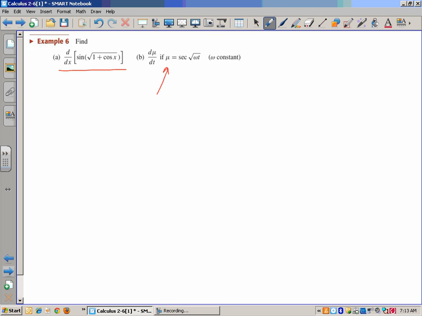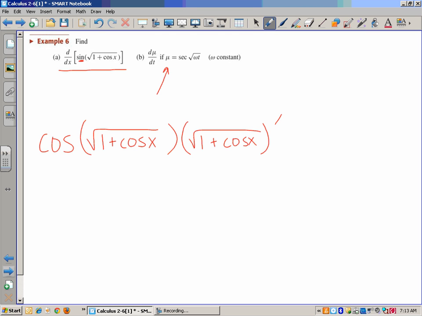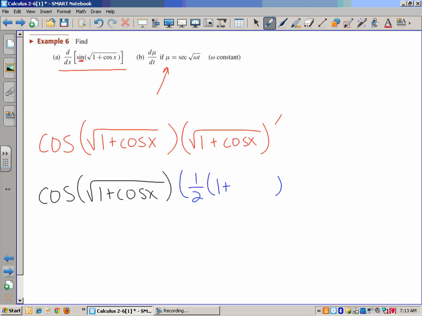So the first thing we're going to do is take the derivative of sine. What's the derivative of sine? It's cosine of that junk. And then we need to take the derivative of that junk. So the junk is 1 plus cosine x. Now we need the derivative of 1 plus cosine x to the 1/2. Okay, so I'm going to bring this down because this doesn't change anymore. And now I need the derivative of this, which is going to be 1/2 this junk to the negative 1/2 times the derivative of this junk.